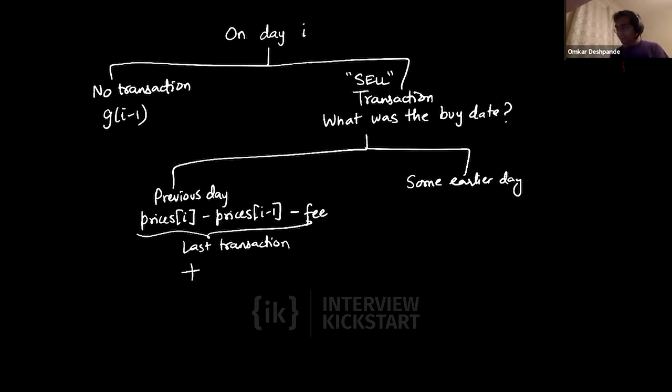But before that, here there's no cooldown period or anything like that. So up to index I minus 1, what was the best, what was the maximum profit that could be achieved up to that point? That would be g of I minus 1. Right, the global solution to the problem up to index I minus 1.